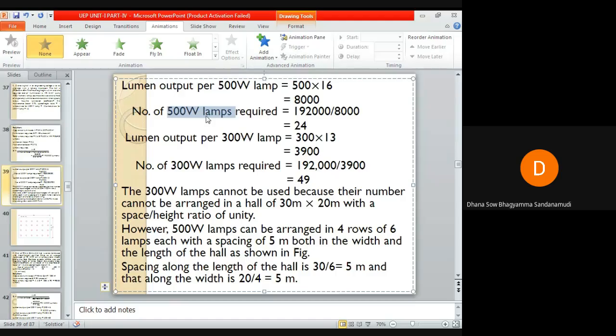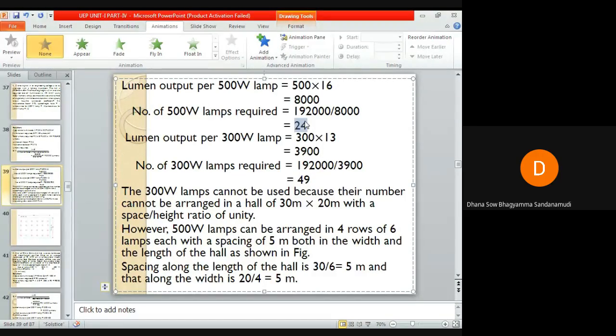So the number of lamps required of 500 wattage is 24, and the number of lamps required of 300 wattage is what? Lumens required by the lumen output per 300 watt lamp, that is 3,900. So 192,000 by 3900 is nothing but 49. So the number of lamps required of 300 watts is 49. Number of lamps required of 500 watts is 24.